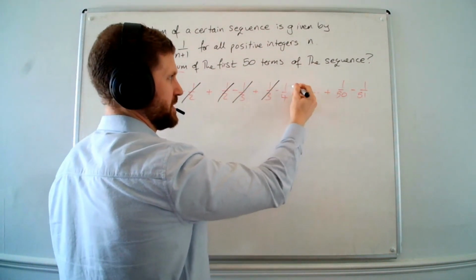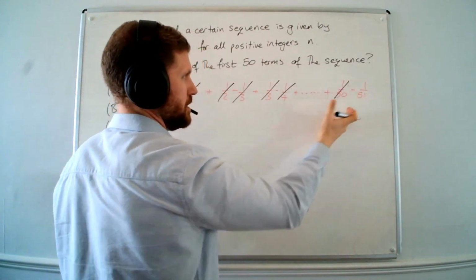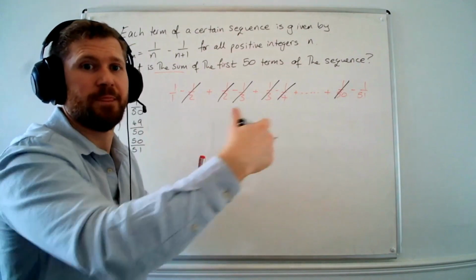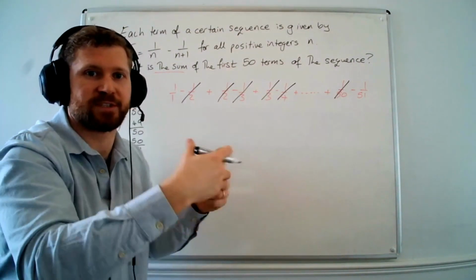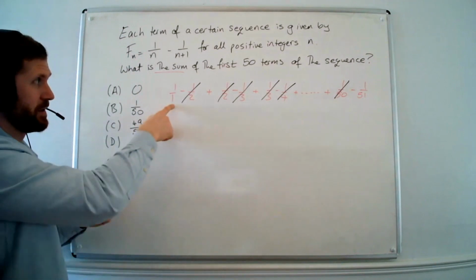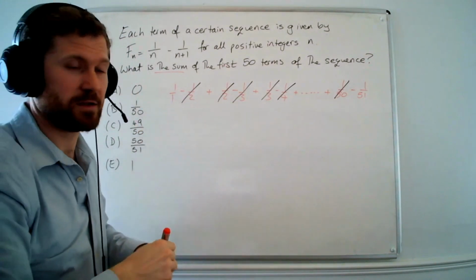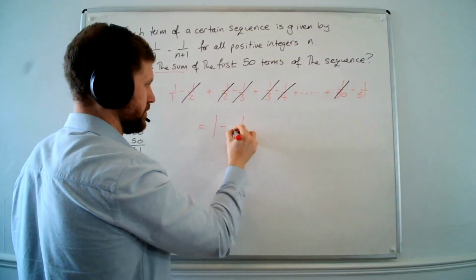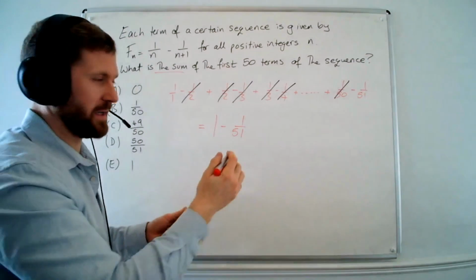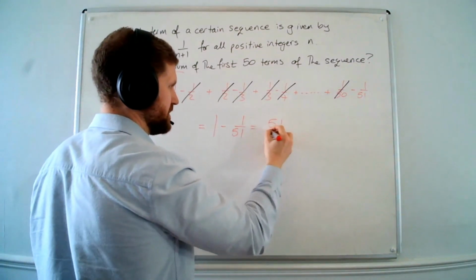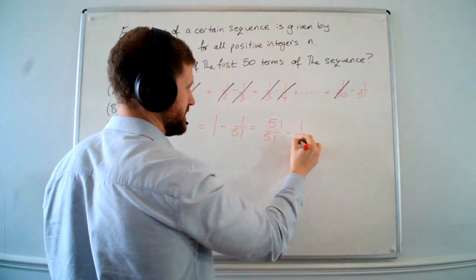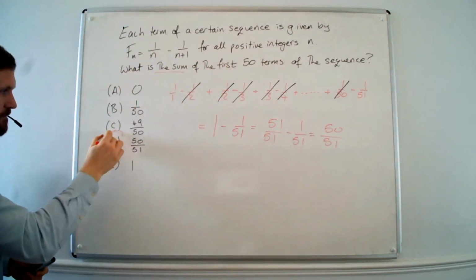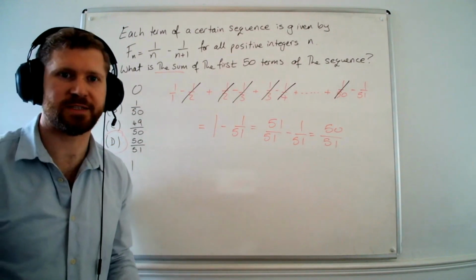Subtract a fourth, there would be a fourth there, all the way up to, and I can't do anything with the last term, subtract 1 over 51. There is no plus 1 over 51 to cancel that out. So what I'm left with are these two terms at the end. I've got 1 over 1, or in other words, I have 1, take away 1 over 51. Okay, let's find common denominators there. I've got 51 over 51, take away 1 over 51, which gives me 50 over 51. There's my answer. The answer to this question is going to be D.